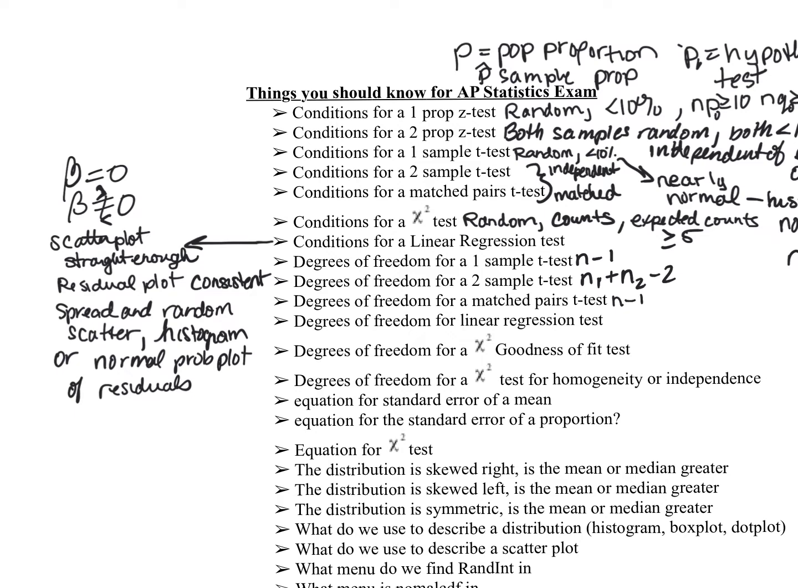Just back to n-1. Because remember, for matched pairs, you have matched data. So I have your before and after. So really, we're treated as a one sample t-test, and everything we do is the same as a one sample t-test on the differences.